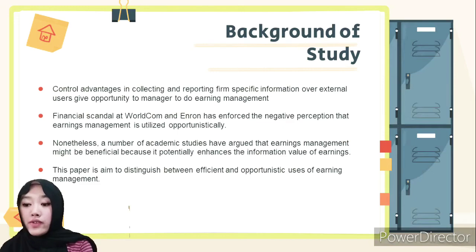From the perspective of efficient contracting, earning management is seen as a mechanism used by managers to protect themselves and the parties in the company in anticipating unforeseen events, for the benefit of the parties involved in the contracts. It can be viewed that earning management has double sides. Either it's good or efficient, or maybe it's bad or opportunistic. Thus, this paper aims to distinguish between efficient and opportunistic use of earning management.